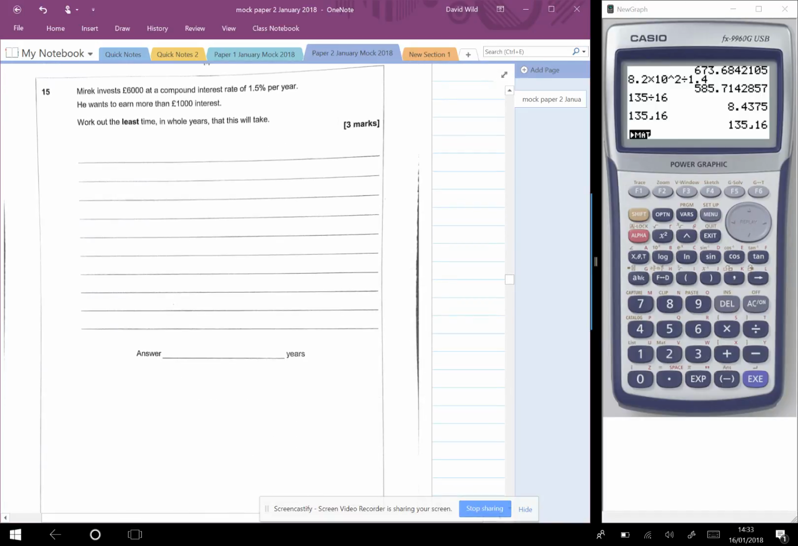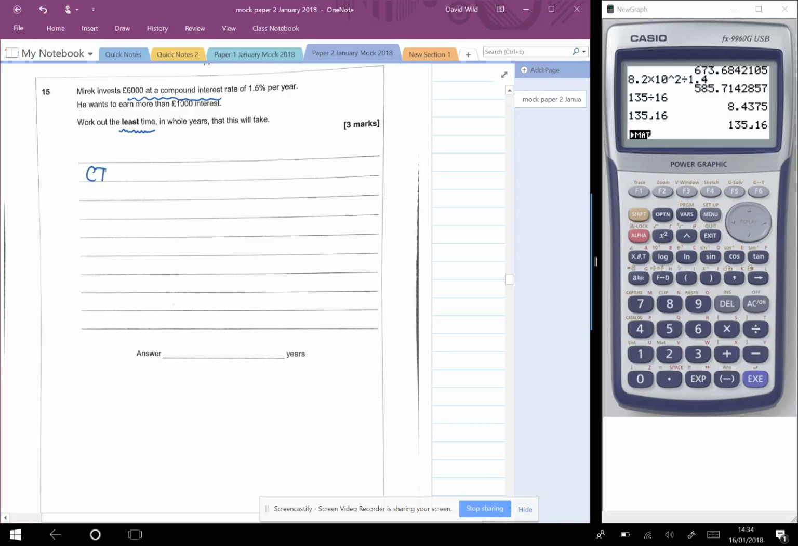Question 15. Mirek invests £6,000 at a compound interest rate of 1.5% per year, and he wants to earn more than £1,000 in interest. Work out the least time. As soon as you see things like the least time, or at most, things like that, at least, at most, something like that, we should start thinking about inequalities. Now, for this question as well, we should be thinking about compound interest quite clearly.